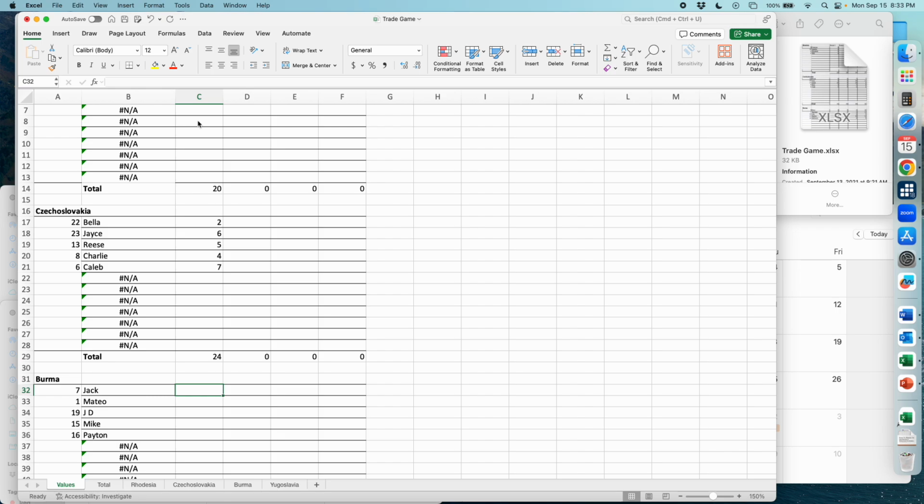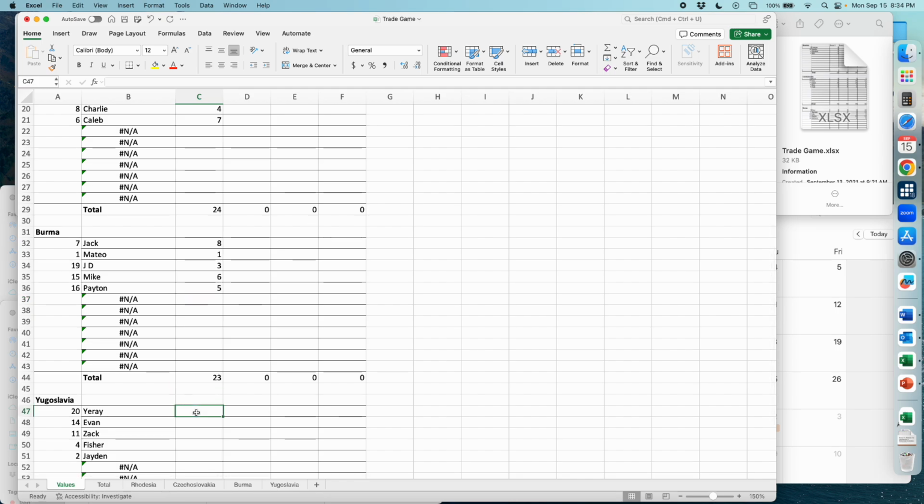Jack, suppose he starts out, again, he's real happy. Let's say he starts out at an 8. Mateo starts out at a 1 because he ended up with the beef jerky, something like that. JD starts out at a 3. Mike is at a 6. And Peyton's at a 5, let's say.